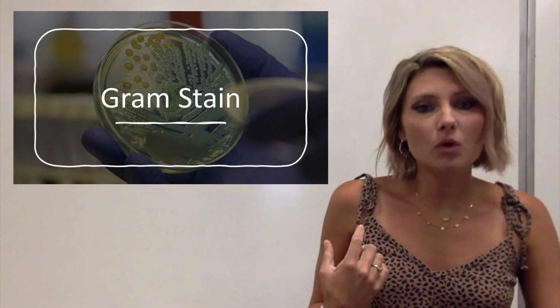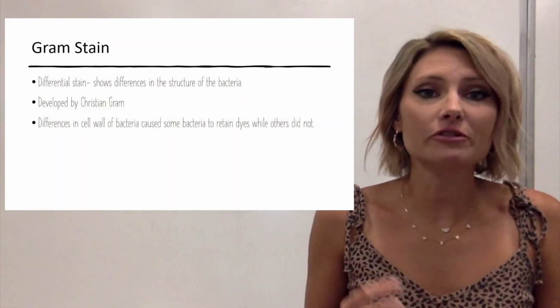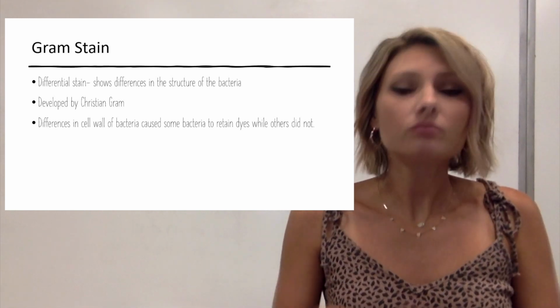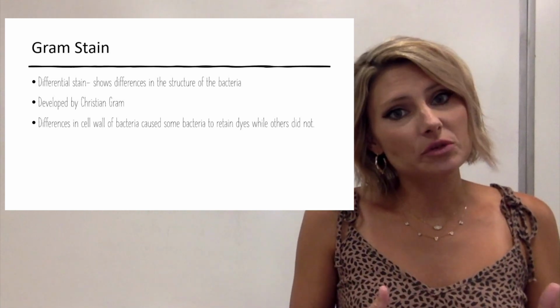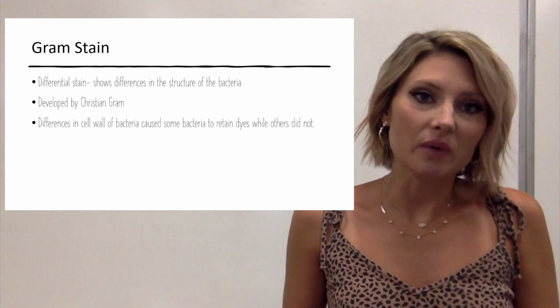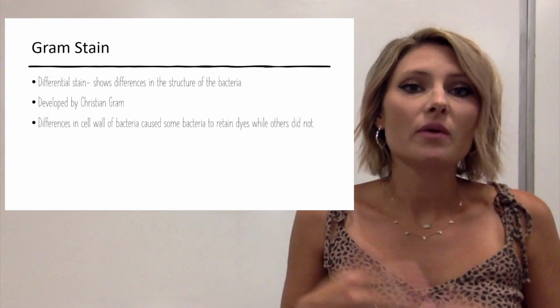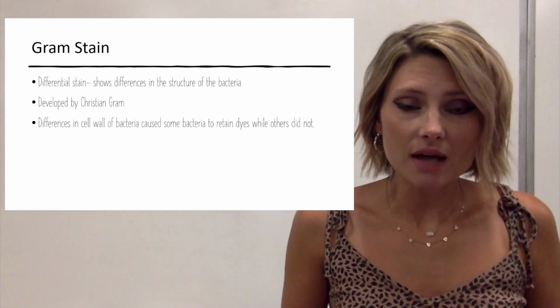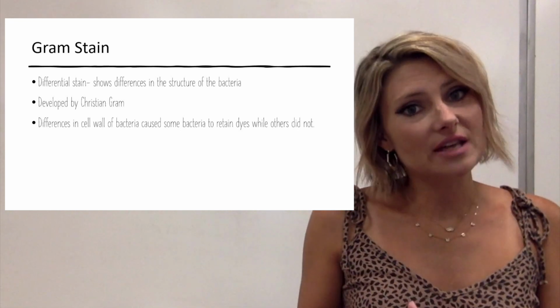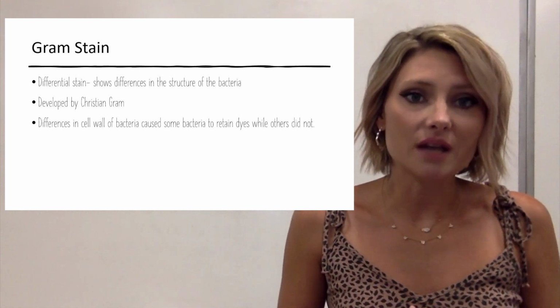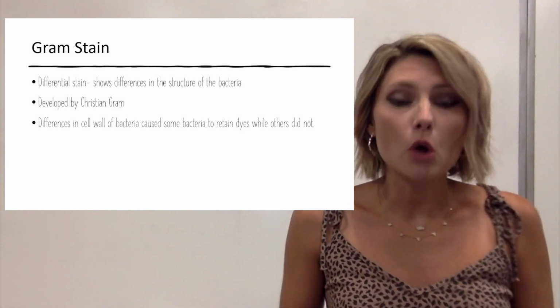So starting out, we're going to talk a little bit about what it is. The gram stain is a differential stain, and it was developed by a man named Christian Gram. We've already gone over the simple stain, and that's what they started doing in the beginning, was just staining all the bacteria they could get their hands on. Well, when they started staining the bacteria, they started realizing that some bacteria retained the dyes while others did not do as well of keeping the dyes. So they wanted to know why.